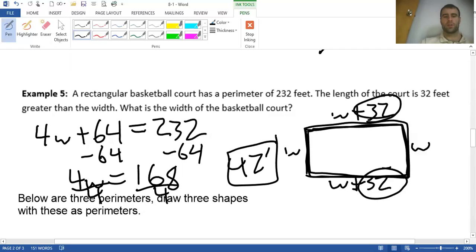42 feet. That's your answer. W equals 42 feet. 168 divided by 4 is 42.